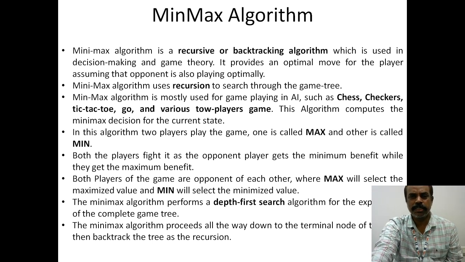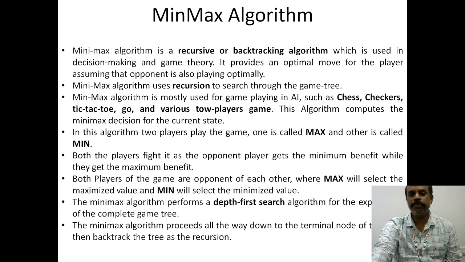Minimax algorithm is a recursive or backtracking algorithm used in decision making and game theory. It normally uses recursion to search through the game tree. The minimax algorithm is mostly used for playing games in AI such as chess, checkers, tic-tac-toe, Go and various two-player games. This algorithm computes the minimax decision tree for the current state.